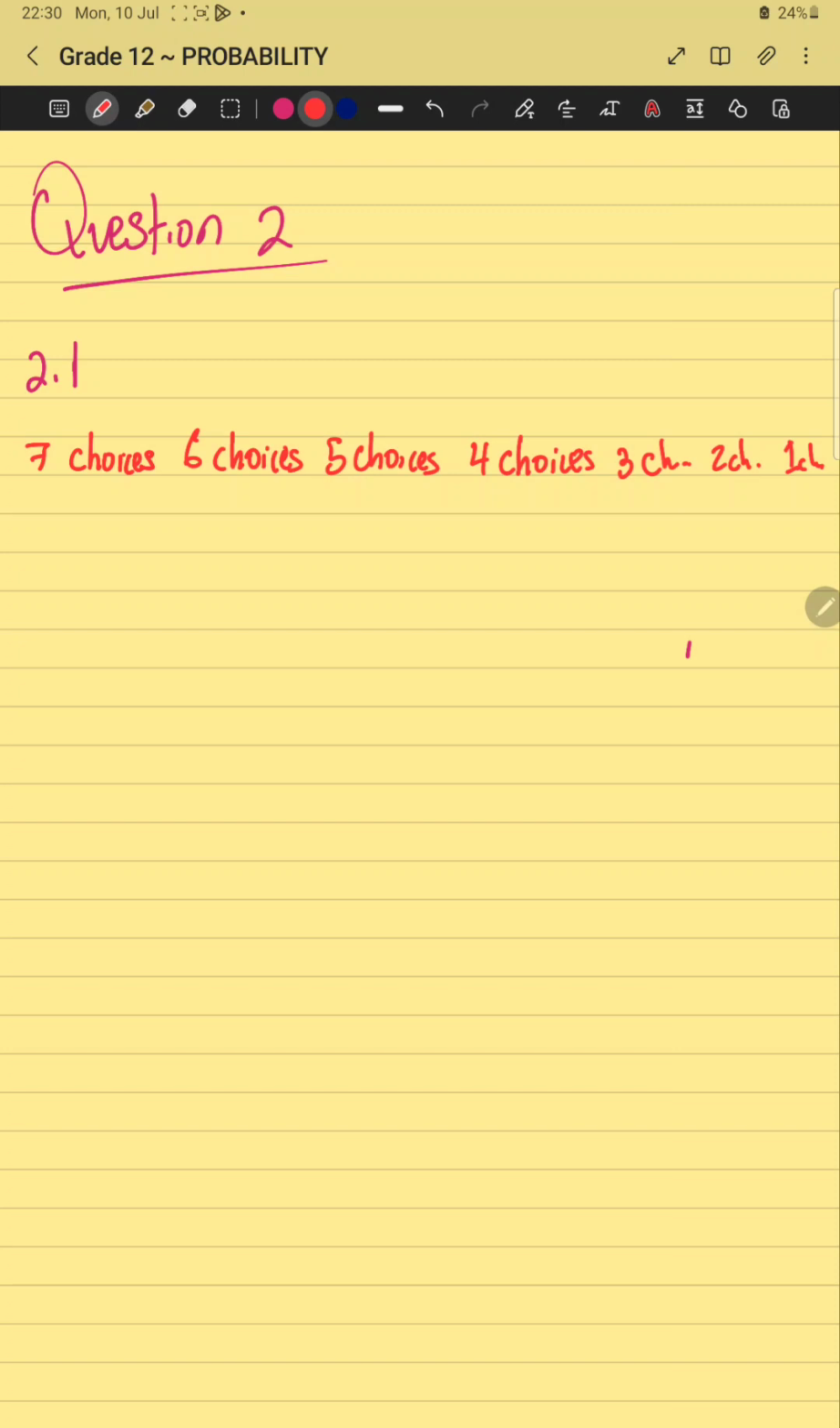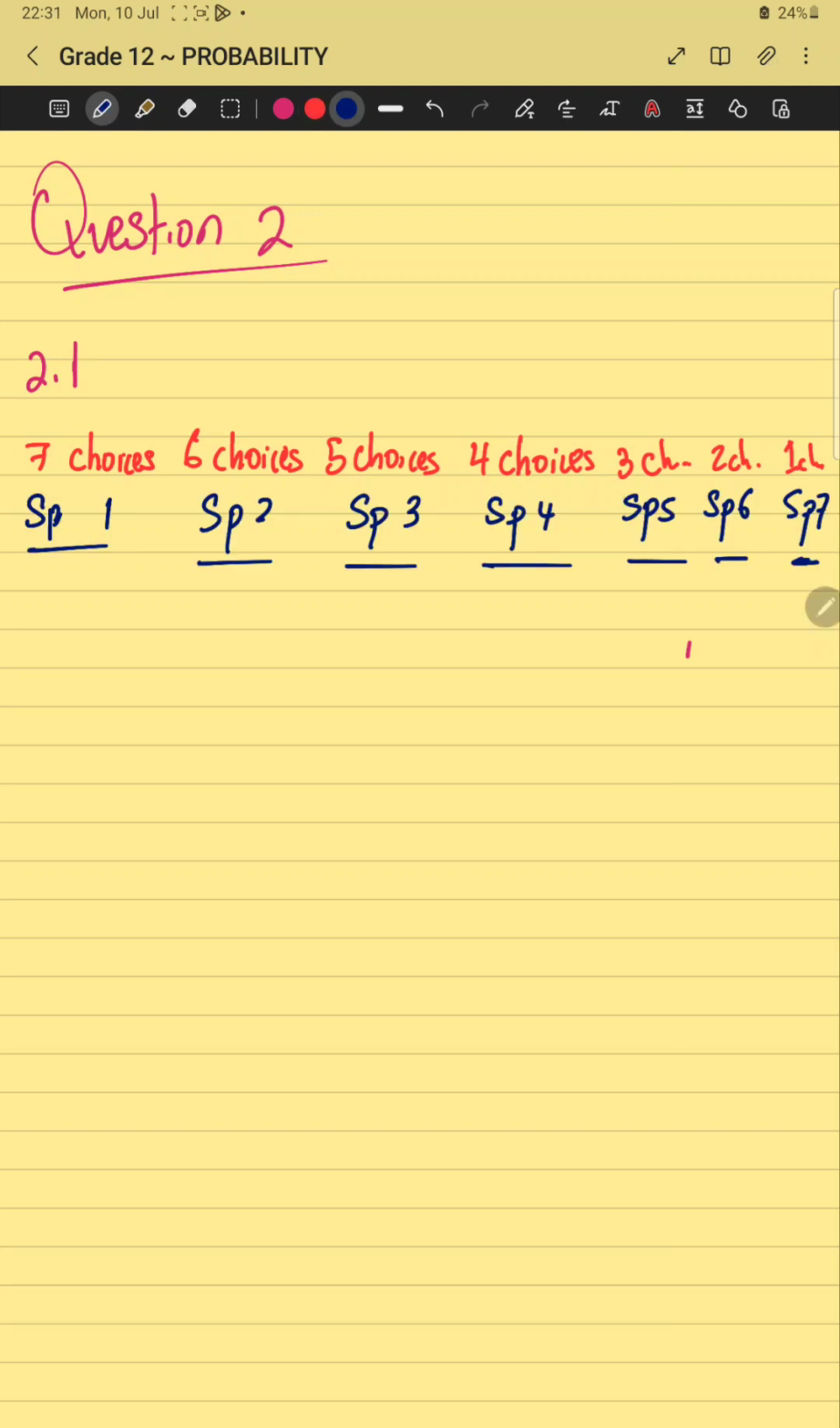So I said if we've got 7 choices, that means we've got 7 spaces available. Here we go. Then from here we can conclude by saying, therefore, the number of different arrangements is 7, because we've got 7 choices and 7 spaces, so 7 factorial. Simple as that.